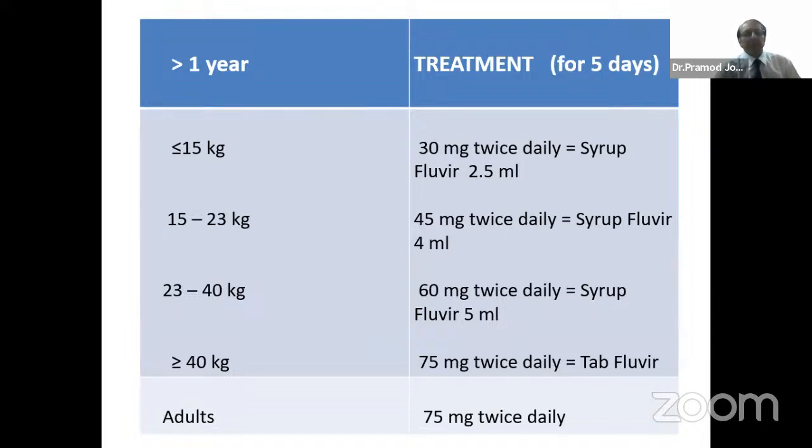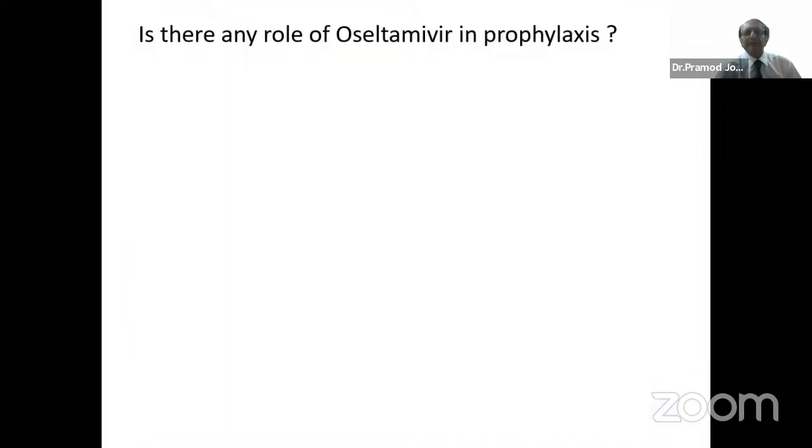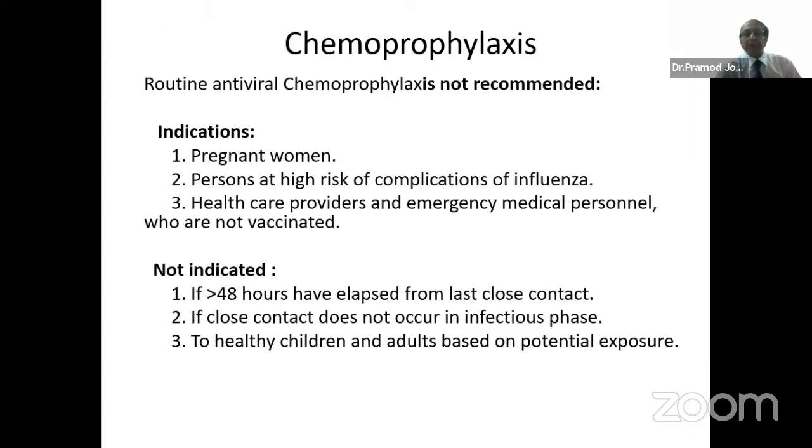Then the dosing beyond 1 year depends on the weight. Up to 15 kg, it's 30 milligrams twice daily. As I told you, the syrup has 12 milligrams in 1 ml, so the syrup will come to 2.5 ml if it is 30 milligrams. Remember, there is a very good availability of a 30 milligram capsule of oseltamivir. So if a child can be given 30 milligrams twice daily, one capsule in the morning, one in the evening would be the best. Later on, between 15 to 23 kg, it is 45 milligrams twice daily. 23 to 40 kg, it is 60 milligrams twice daily, which comes to 2 capsules in the morning, 2 in the evening. And above 40 kg, it's the adult dose of 75 mg twice daily. Most of us are aware of the dosages, but you should be aware that there is a capsule available, which is 30 milligrams.